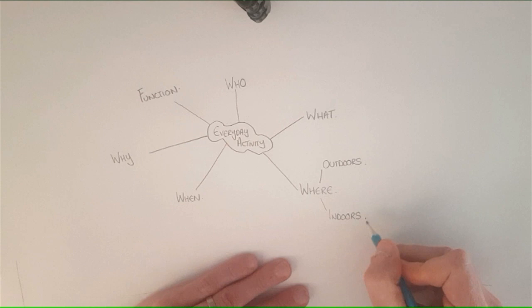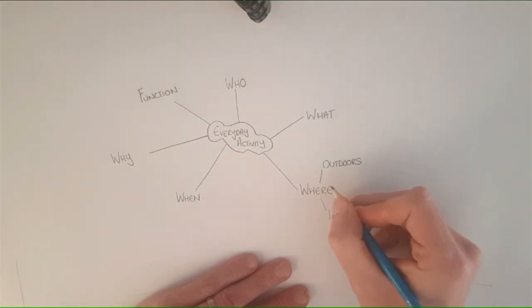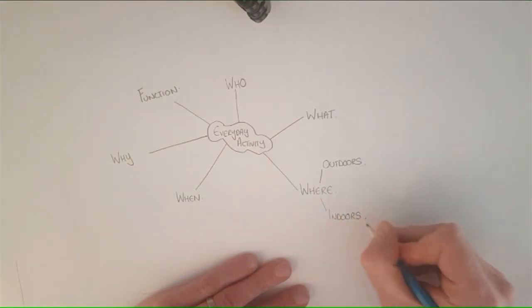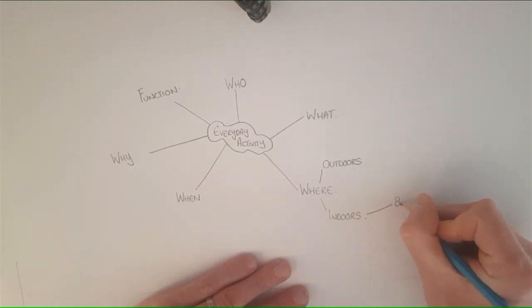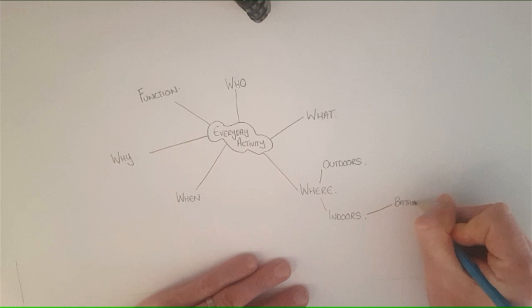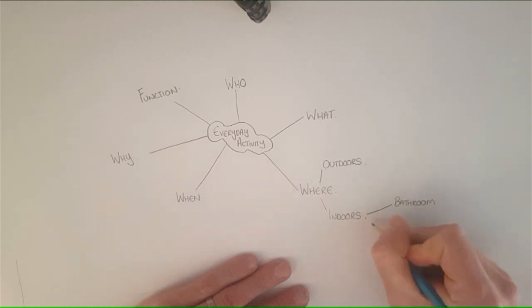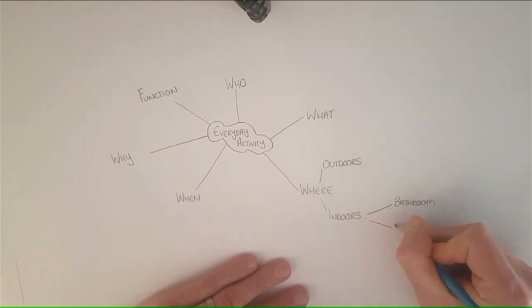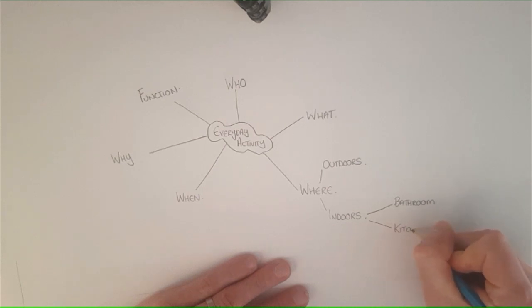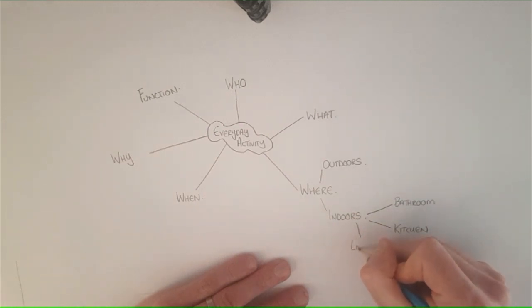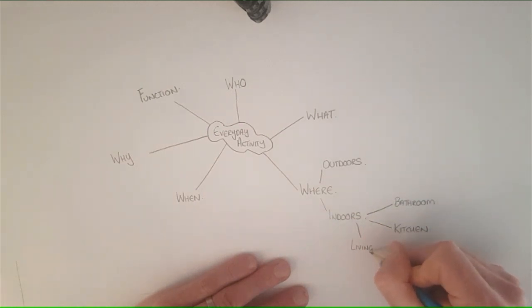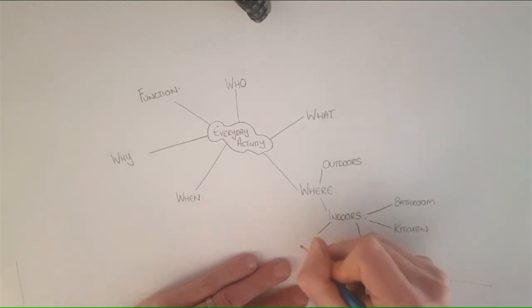From the indoors, we then have separate places where this could happen. So indoors, we have the bathroom, we have the kitchen. So lots of different things that could happen in the kitchen with everyday activities. Opening cans, so on. You've got the living room or the lounge. And you have the bathroom.